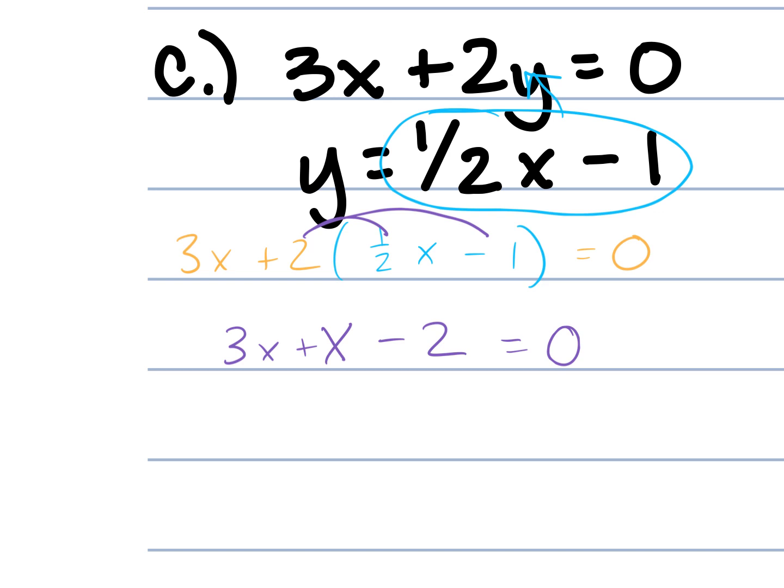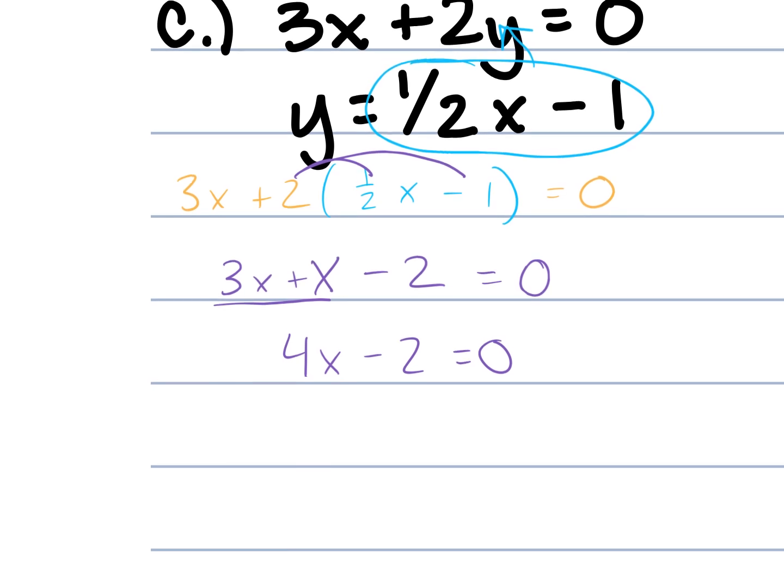What should we do next? What's 3x plus x? 4x minus 2 is equal to 0. We're going to add 2 to move it to the other side because we want our variables on one side, the constants on the other. So I'm going to add 2.